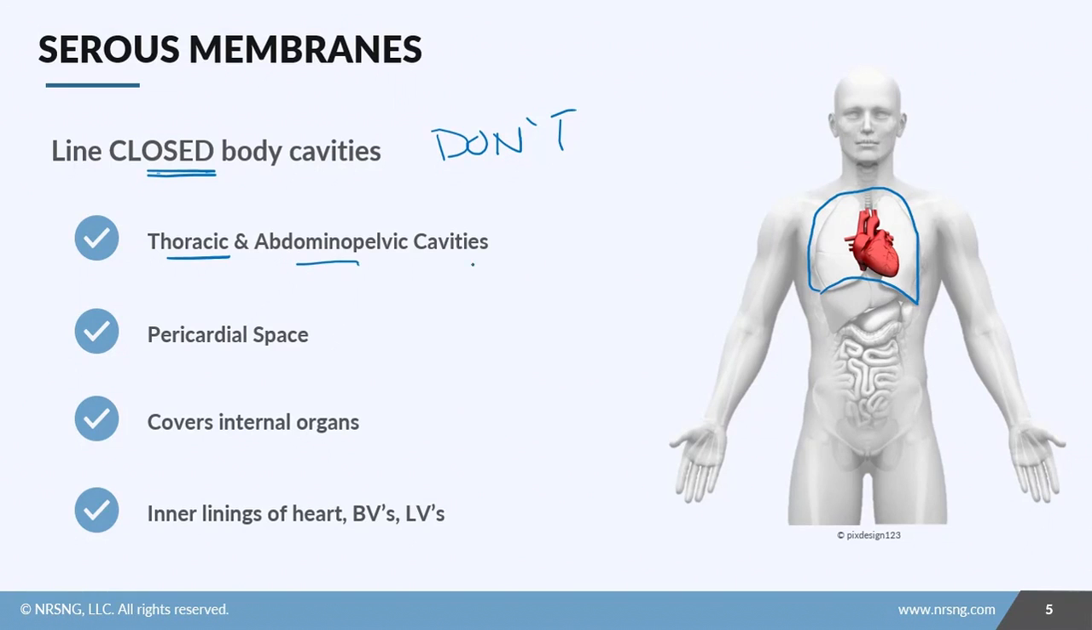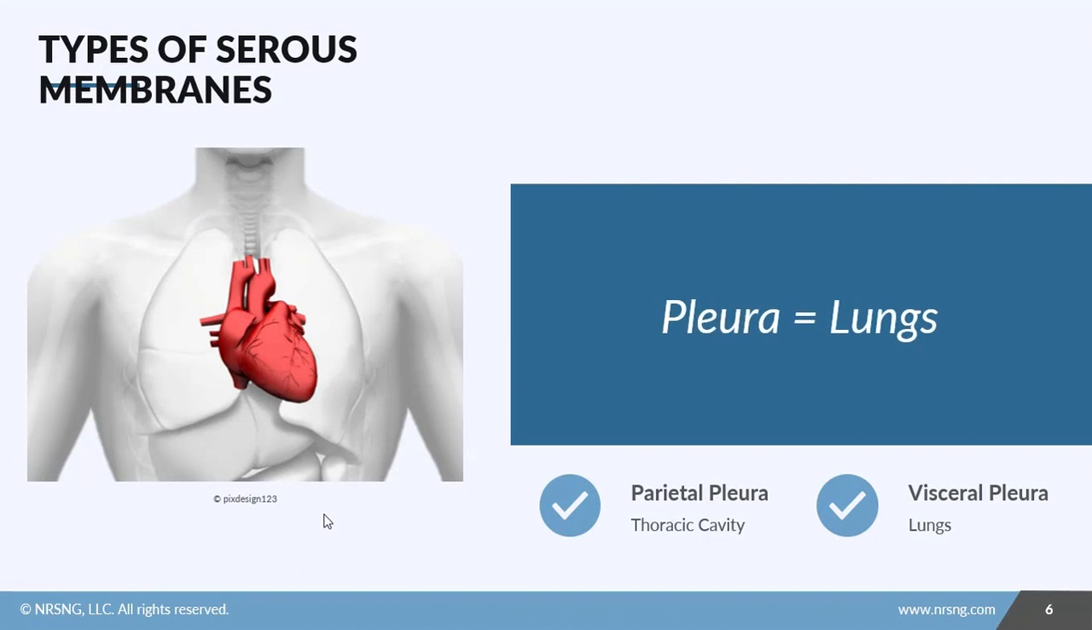Then our abdominal pelvic cavity goes from the bottom of the diaphragm down to the top of the bladder and all the way around. And then we also have a sac around our heart called the pericardial sac. So that is also a serous membrane. And then we also see our internal organs covered by serous membranes, as well as the inner linings of the heart, blood vessels, and lymph vessels. So let's look more specifically at a couple of types of serous membranes that you need to know about. So the first is pleura or pleural membranes, which are associated with the lungs.